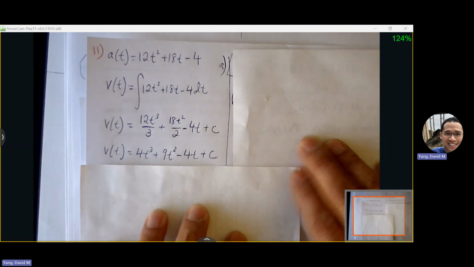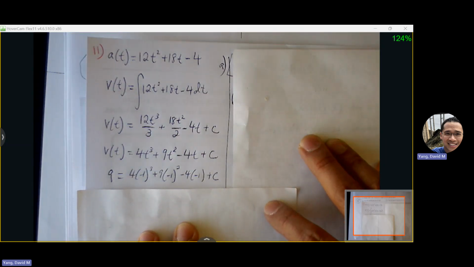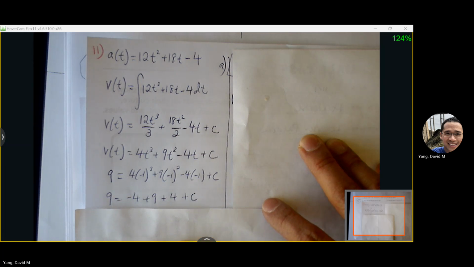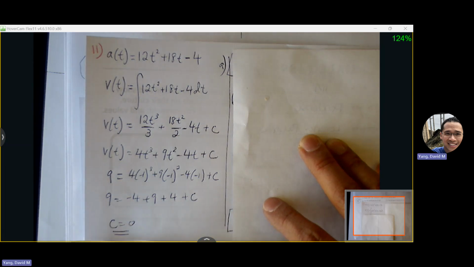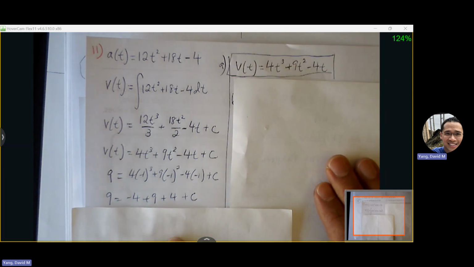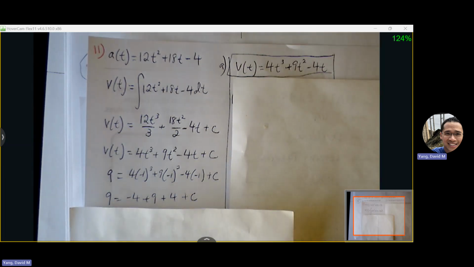Okay. Ordered pair, 9 in for velocity, -1 in for t. We clean all that up. All those cancel out. My c value ends up being 0. So my velocity function has no constant. Because, I mean, I could do a plus 0, but I could also just leave it out as well. So this is my halfway point.